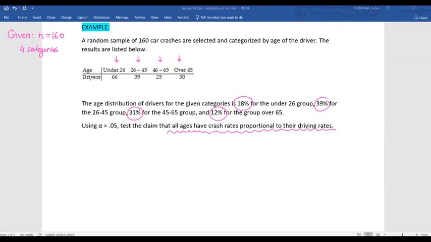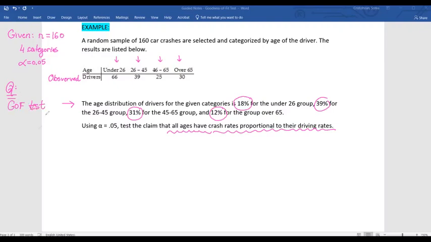They have the observed results right here. So this will be observed results in the first row from 160 car crashes. And this is the information they have. The age distribution of drivers should be this. Okay? And the question is, at alpha equals 0.05, test the claim that all ages have crash rates proportional to their driving rate. So in other words, we will try to do a goodness of fit test.